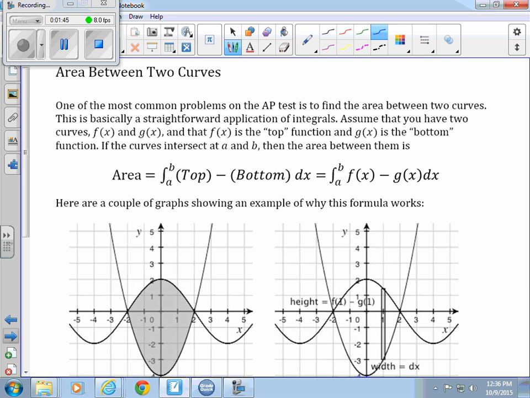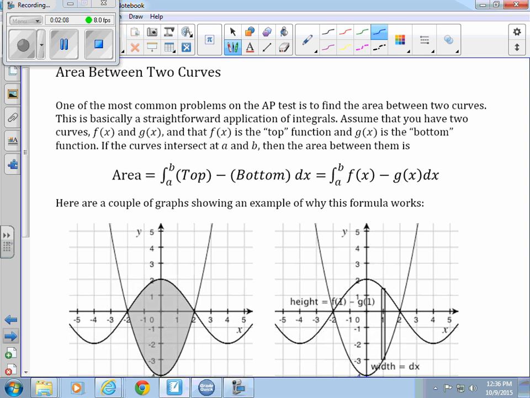You will need the intersection of those two curves to integrate from and to. To find the area between those two curves, you will need to know where they intersect. For the most part, that will be the hardest part of some of these problems, just being able to find the intersection if it's a non-calculator problem. If it's a calculator problem, let the calculator do that for you, right?